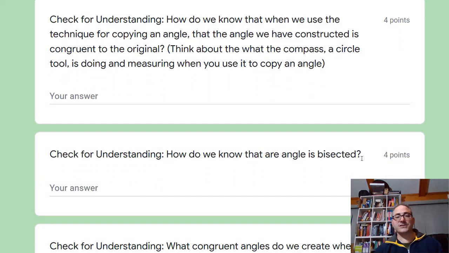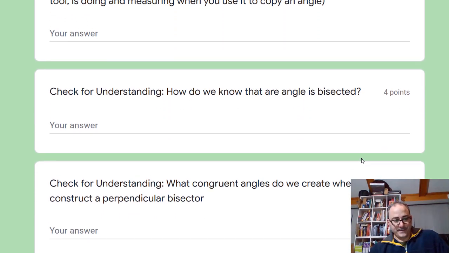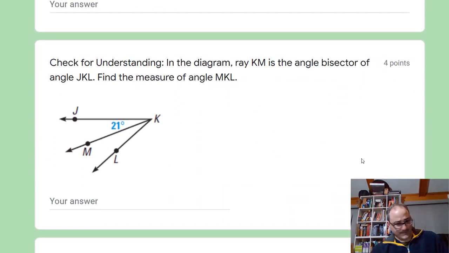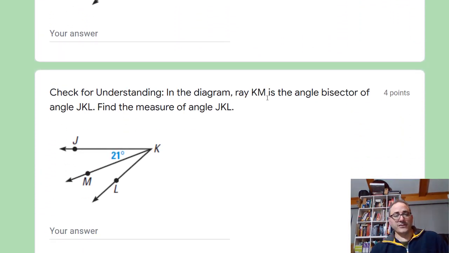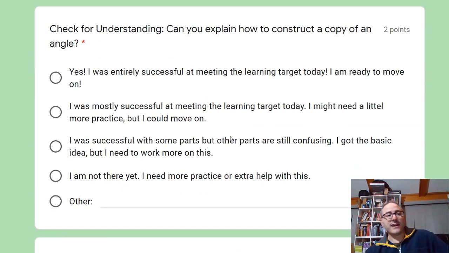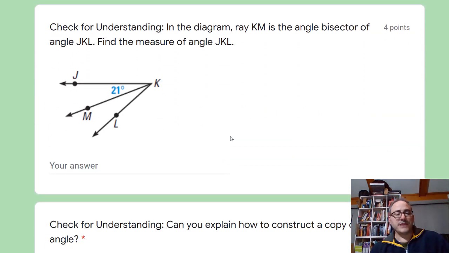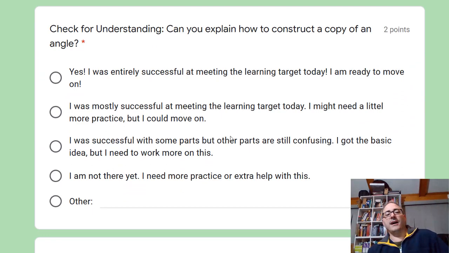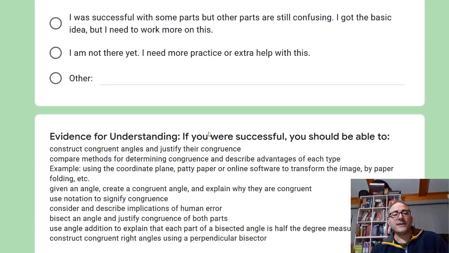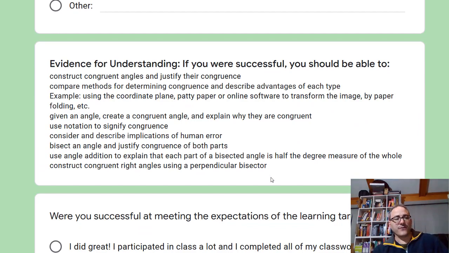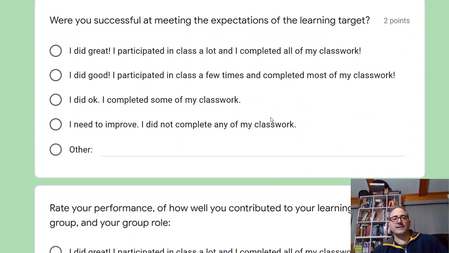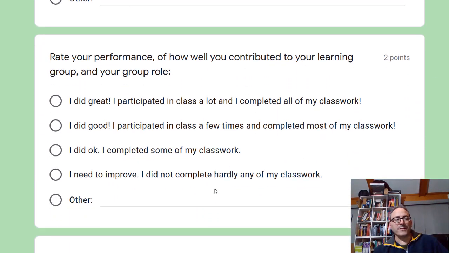Okay, as always, tricks for understanding will be on your own. Please complete these. I hope you have a good day. These tricks for understanding will go in as a little formative assessment. Please complete those. Tell me if you think you were successful, a little reflection on your learning. Here's some evidence for your learning. And let's see. Rate your own performance, okay?